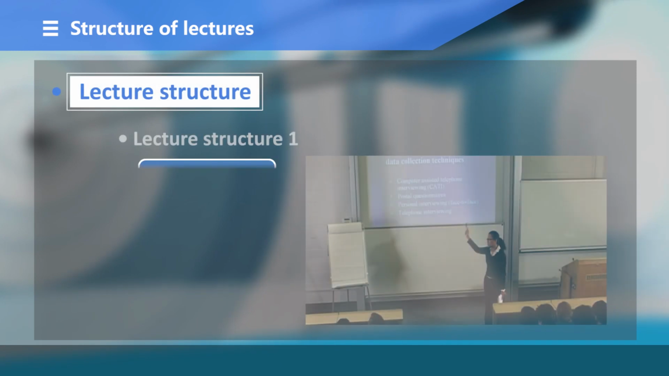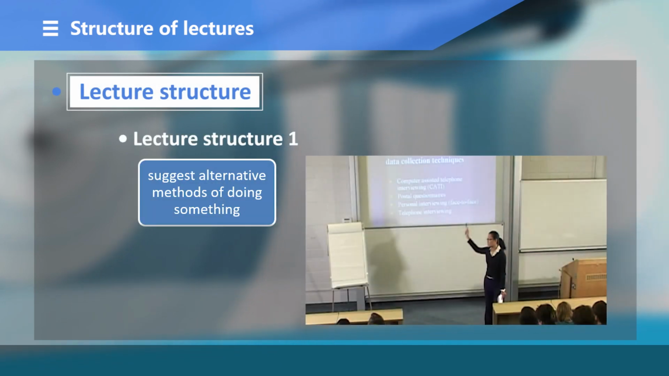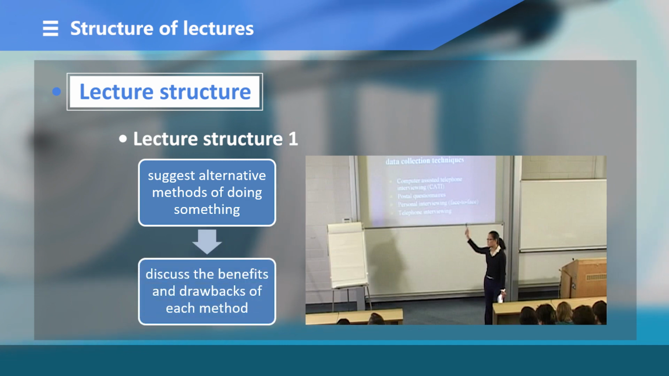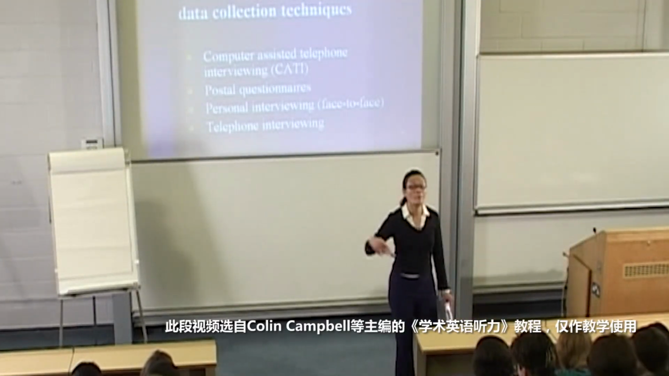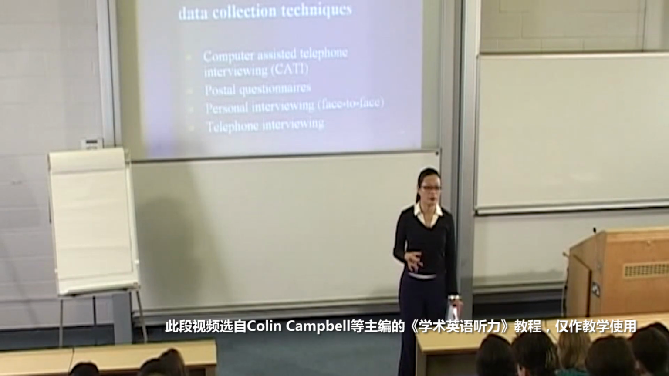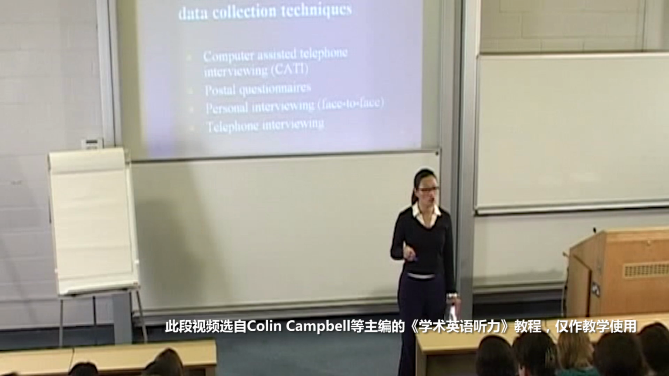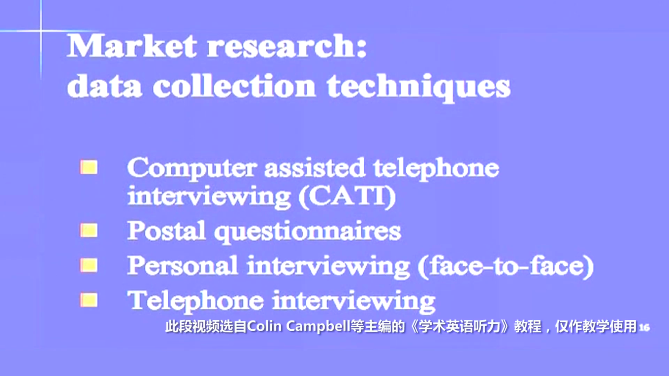The first one, speakers suggest alternative methods to doing something, then discuss the benefits and the drawbacks of each method. These are the 4 sort of most common ways, not necessarily in order, but if you're thinking of how market researchers collect their information, those are the ways they do it.